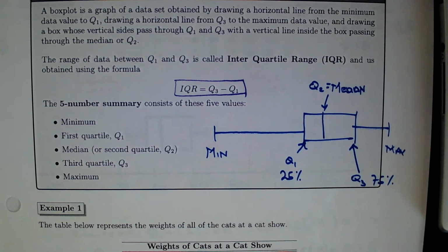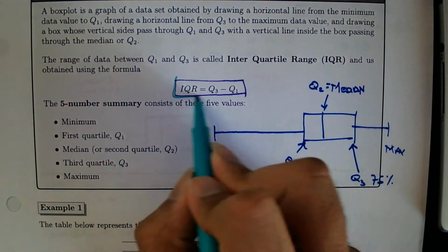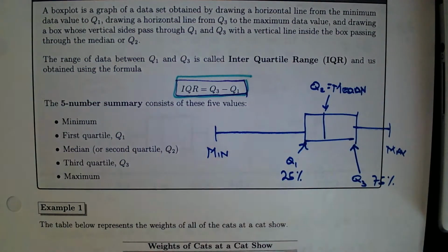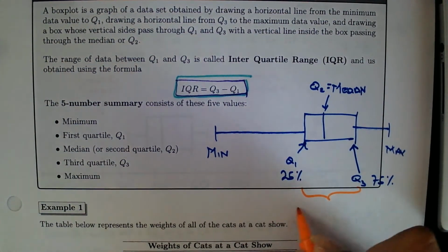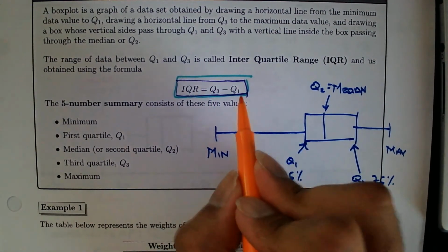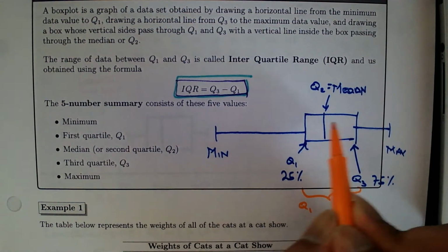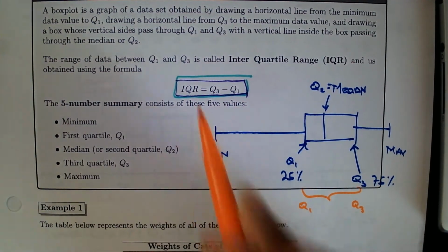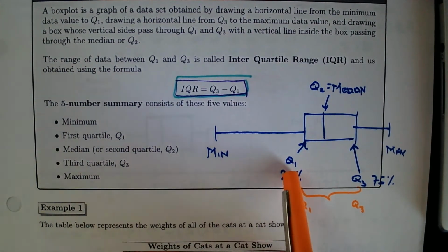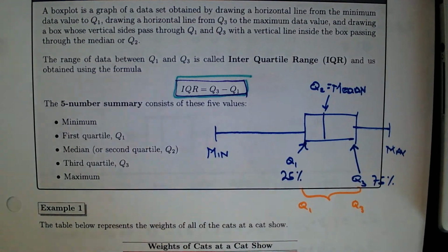All right. Now we need to define another piece of information called the interquartile range. That is this quantity that we have here, which is the difference between Q3 and Q1. That is the length called IQR, the interquartile range, because it's the data that lies in between the quartiles, the 25th quartile and the 75th quartile.